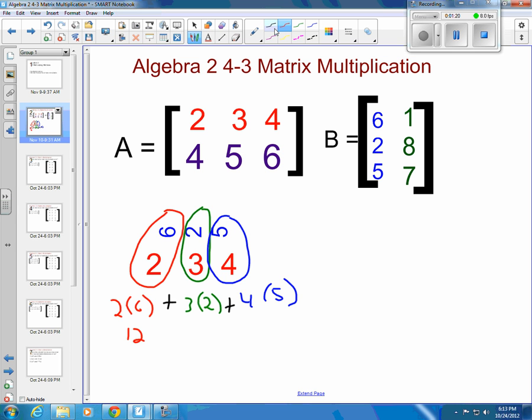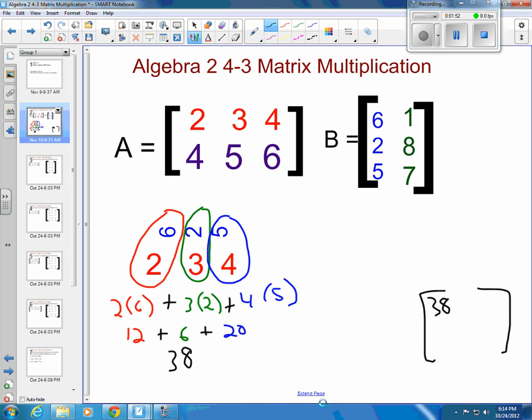12 plus 6 plus 20. And the final answer on that, 12 plus 6 would be 18, 28, 38. The answer would be 38. So in my new matrix, I have an element here that would be 38 that is taken from this first row and this first column. Okay, so that's the very first thing I need to do.